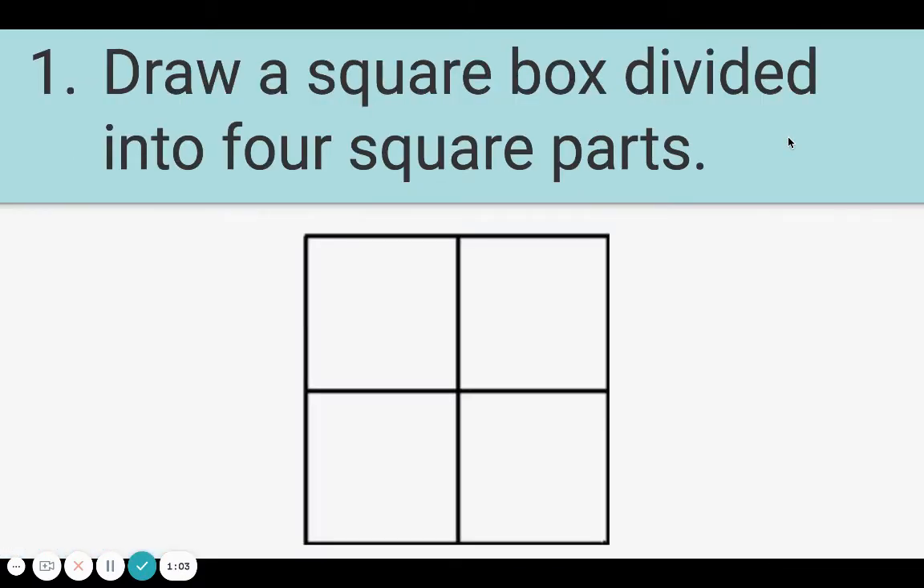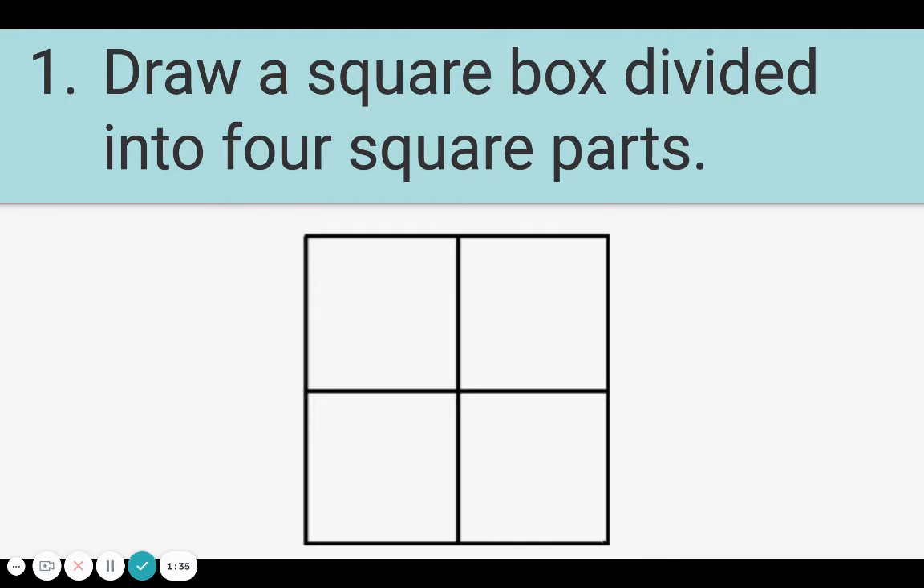So we're going to go through each of the steps of how to solve a Punnett square problem, and then we are going to do an example together. So the first step of solving a Punnett square problem is to draw a square box divided into 4 square parts, just as the picture shows below. So you're going to draw a square box, divide it into 4s. Pretty simple, easy first step.